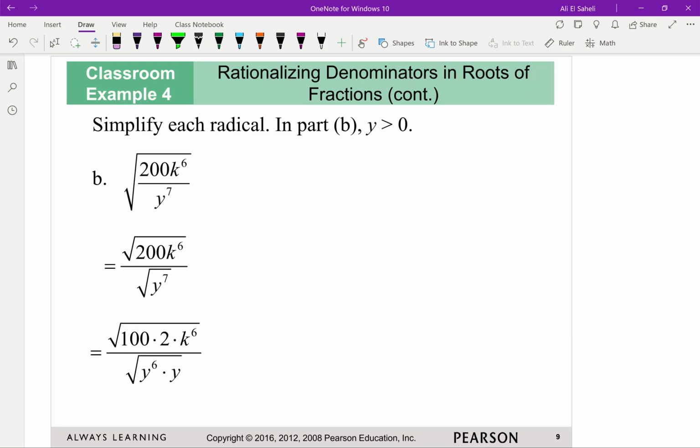All right, 200 is 2 times 100. The 100 is 10 squared, so that's why we need that. So the 100 comes out as 10, because 100 is 10 squared. So you have 10. K to the power 6 divided by 2, because it's a square root. So k comes out as k to the power 3. And you're left with 2 under the radical sign.